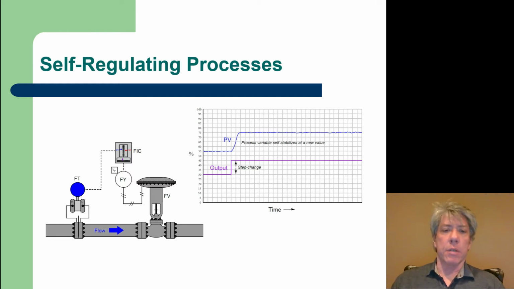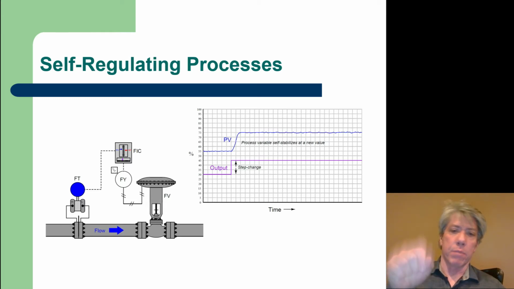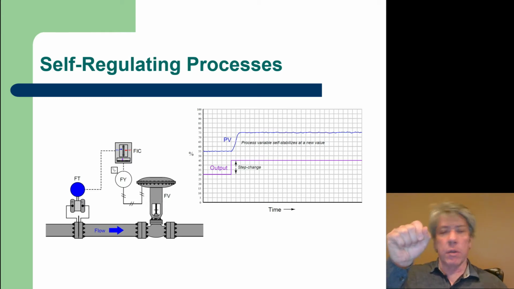Now, turning to a self-regulating process, this is an example of one, because if you think about it, imagine that you're controlling the valve stem manually, okay, and you just pull it up a half inch or something. You'd see the flow rate change, right?